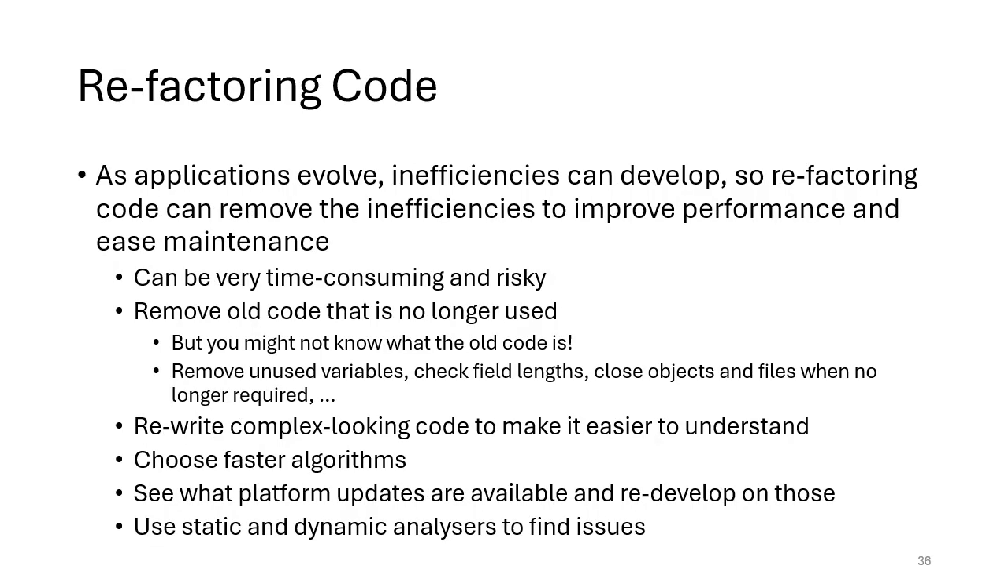Now we've talked about refactoring code. As applications evolve, or even from the start, inefficiencies can be developed. It depends how you develop your code, but this often happens as a result of maintenance. Software can be in use for multiple years. For example, where I used to work, we've got software that was introduced in the 1990s, and it's still the current platform today. It's evolved over something like 30 years.